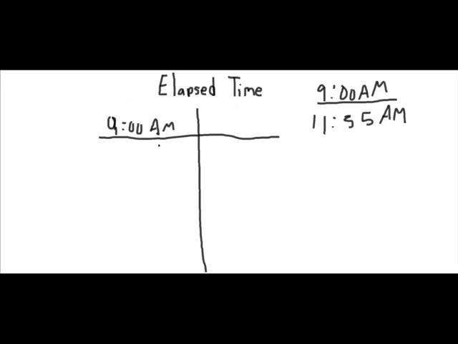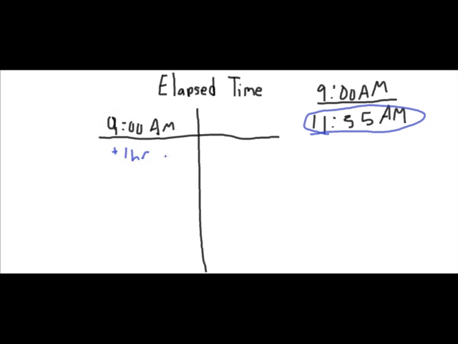So here we have 9 a.m. We're going to start adding hours and minutes. Let me show you what I mean. We're going to keep adding hours and minutes until we get to this stopping time right here. Let's start by adding an hour. So we'll put plus 1 hour. This HR here stands for hour. So we're going to take this 9 o'clock a.m. and add 1 hour to it.